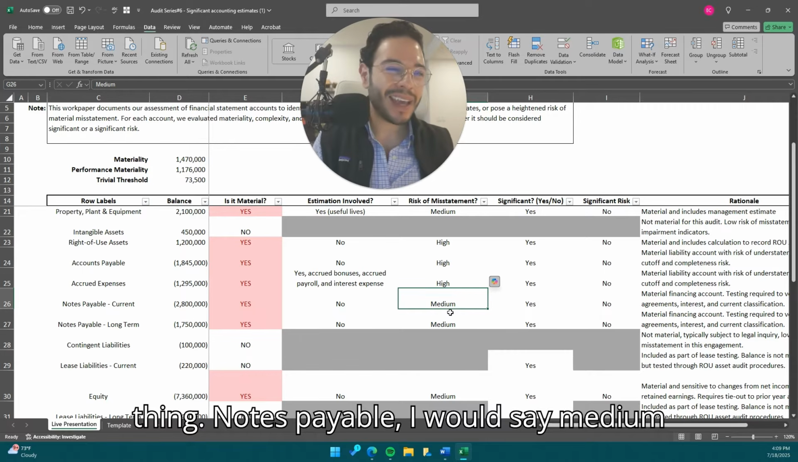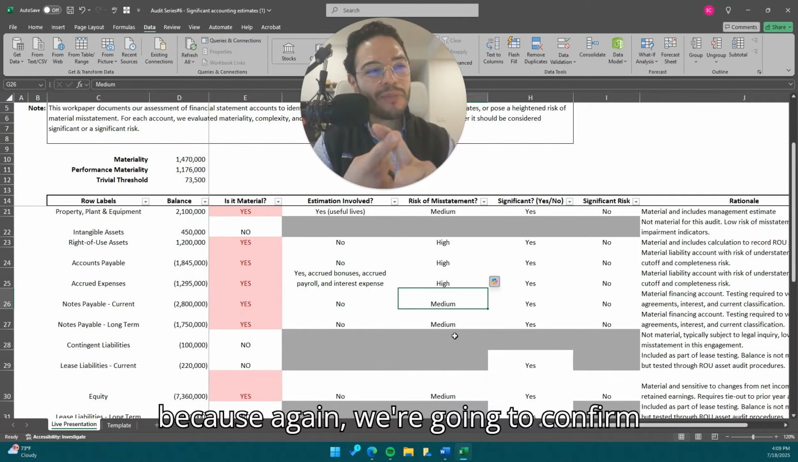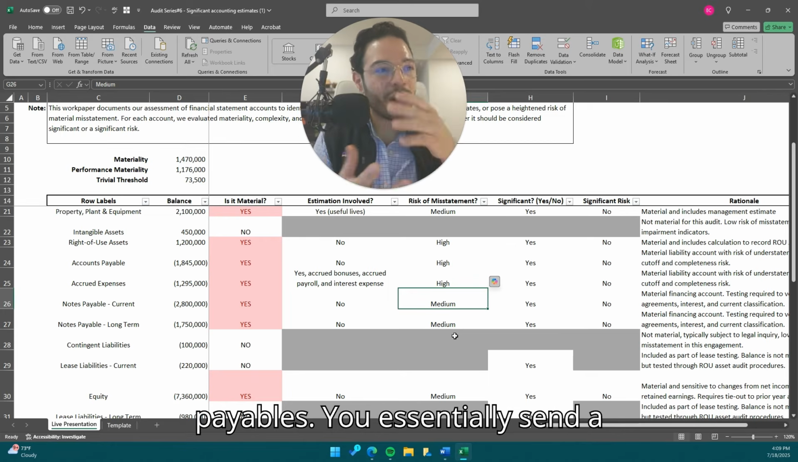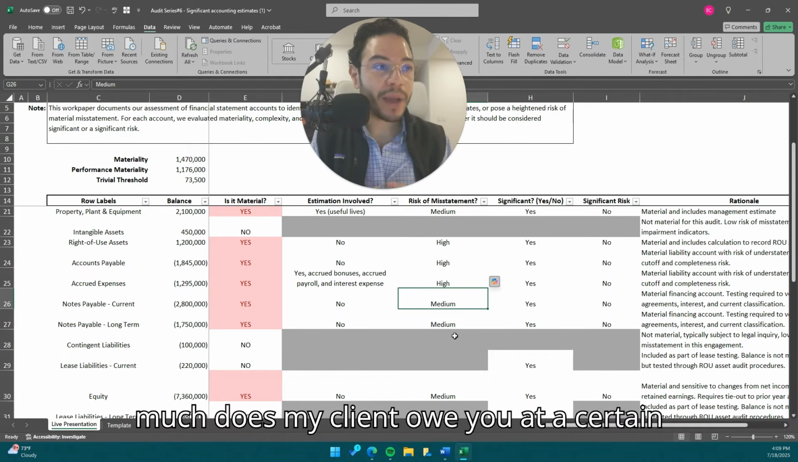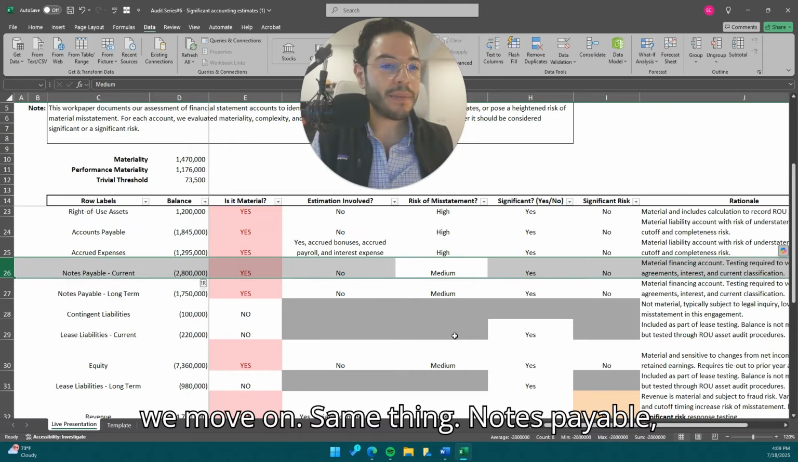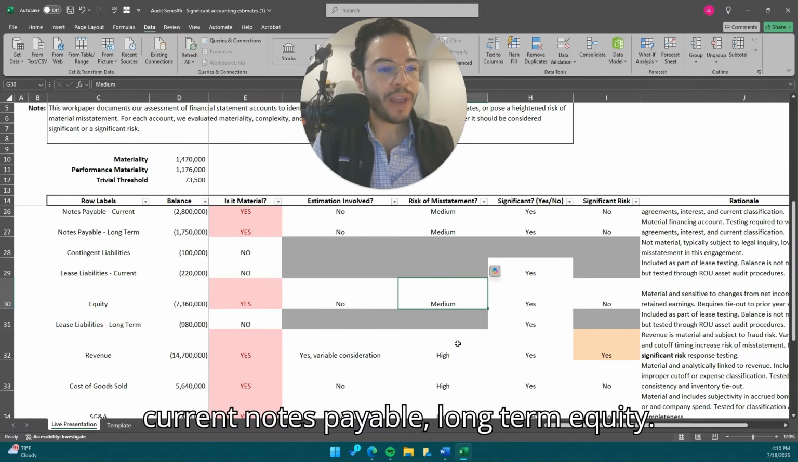Notes payable, I would say medium because again, we're going to confirm that at year end. And that's really it. You send a confirmation for payables. You essentially send a confirmation to the bank saying, hey, how much does my client owe you at a certain period in time? And that's it, and we move on. Same thing, notes payable current, notes payable long term.